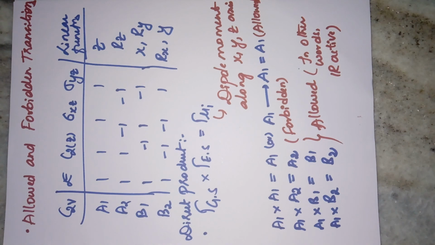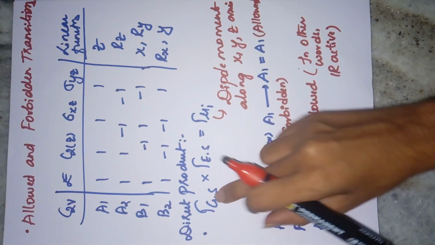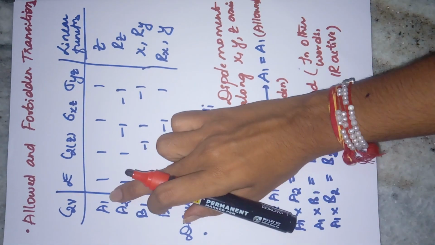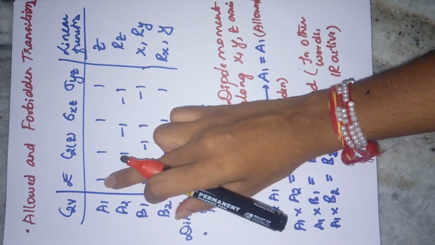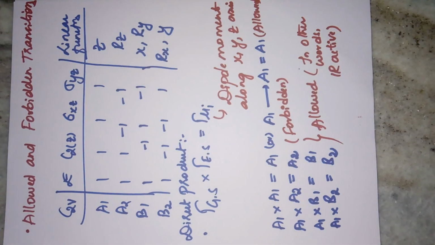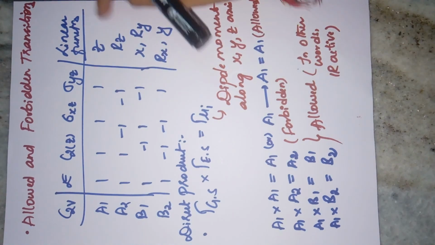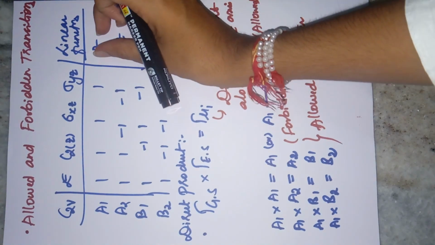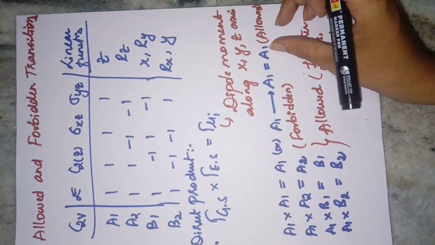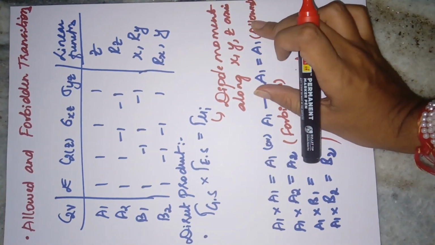Let's say we have taken a1 and a1. The ground state a1 and the excited state also, let us consider it is a1. 1 into 1, 1 into 1, 1 into 1 and 1 into 1 will give you again the same a1. And it lies along the z axis. There is a translation, there is a dipole moment present. So I can say that this is an allowed transition. We can say allowed only when there exists a dipole moment along the xyz axes.